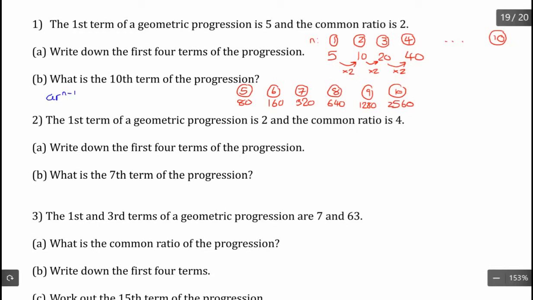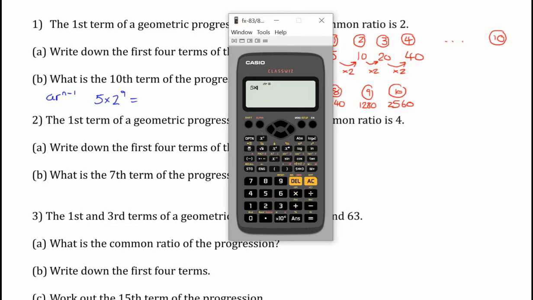So if I want the 10th term for this sequence, this would be 5 times a constant ratio of 2 to the power of 9, because I'm after the 10th term, so I do 10 minus 1, gives me my power. Now, just using a calculator here, 5 times 2 to the power of 9, you see that gives us the same answer.